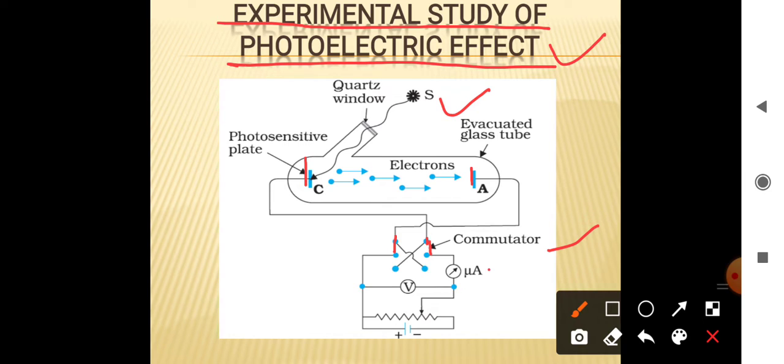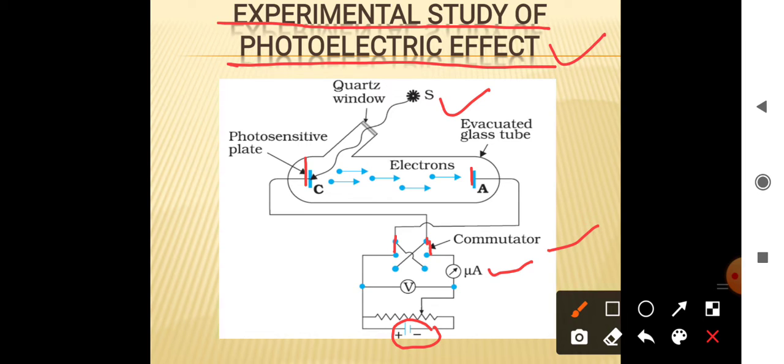And there is a microammeter that detects the current, and there is a voltmeter to determine the voltage, and there is a rheostat that changes the voltage, and there is a source that maintains the current in the external circuit. Now, we have also created a vacuum chamber over there so that there will be no effect of gravity on the motion of the electrons.